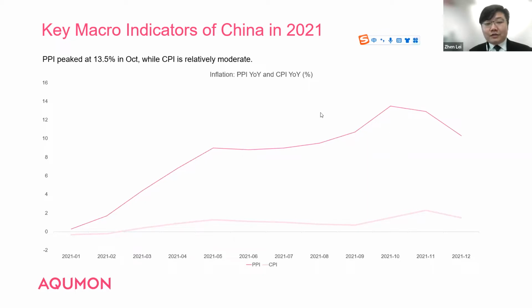And we can see that PPI peaked at 13.5% in October. And afterwards, because of some of the policy or regulatory impacts, PPI declined significantly in November and December.